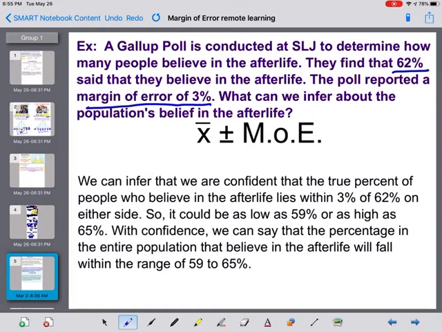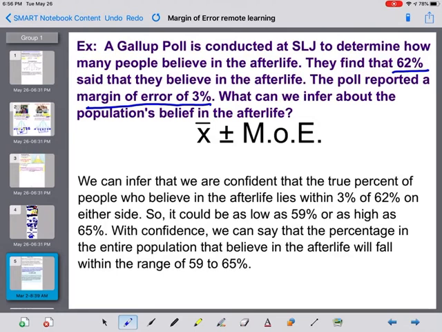So what does that tell us about the entire population's belief in the afterlife? Well, we can infer, and infer means that you can believe that information based on the data, that we're confident that the true percent of people who believe in the afterlife lies within 3% of 62%. So with confidence, we can say that in the entire population, it could possibly be as low as 59% or as high as 65%. Well, that's pretty good, right?